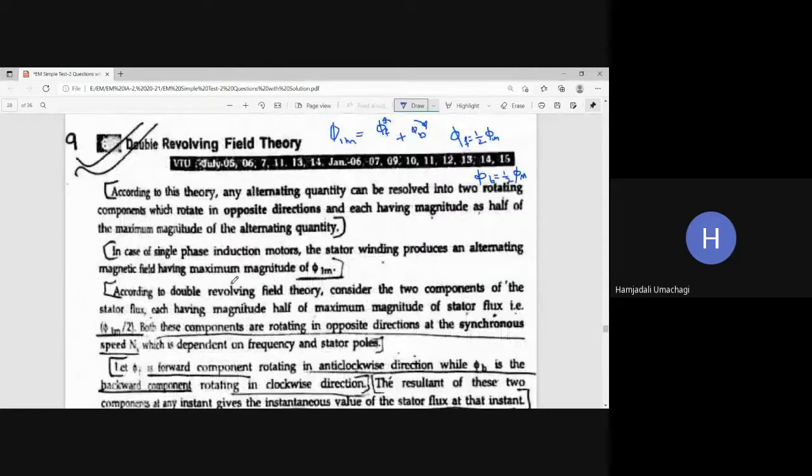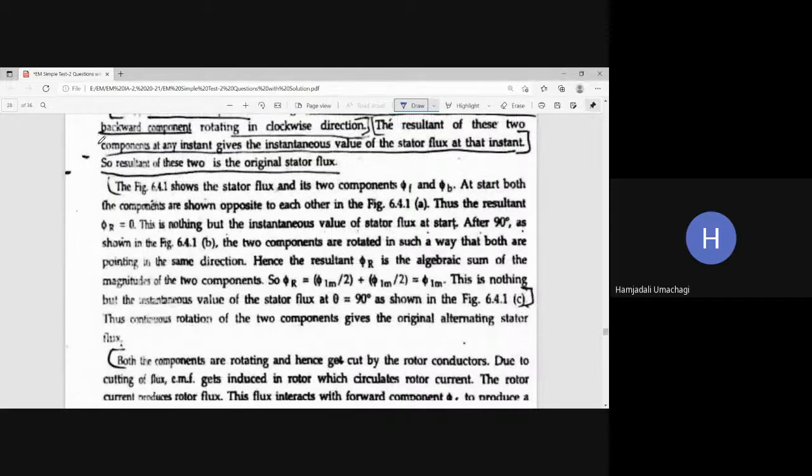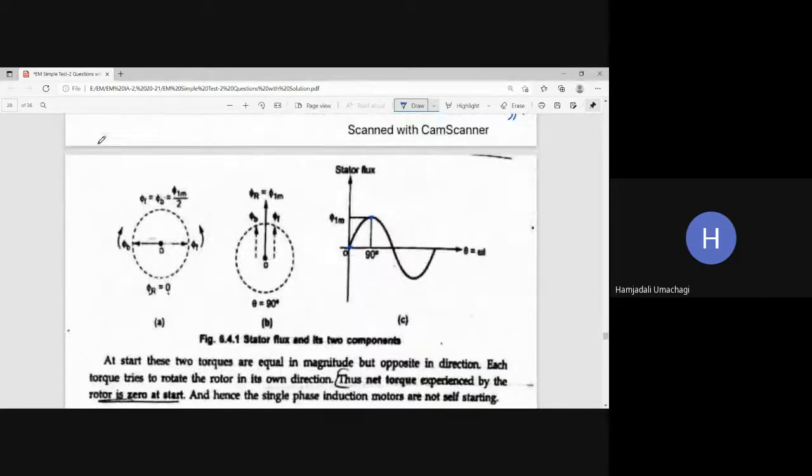If a question like double revolving field theory is asked, it will be a 6 to 8 marks question in the final VTU exam. Then you can start to explain from this point. All this theory you should write: the flux distribution at theta equal to 0 degree and 90 degree, and the resultant stator flux with respect to time.